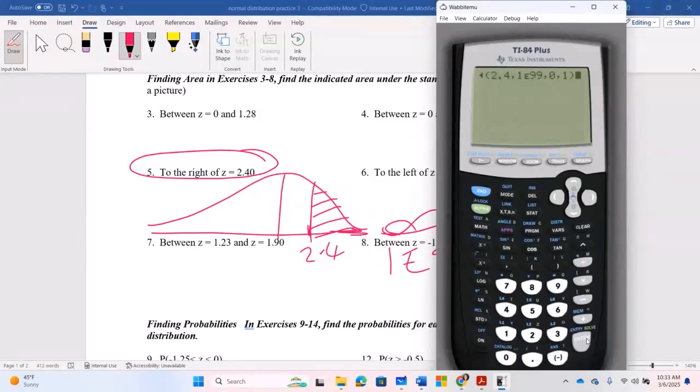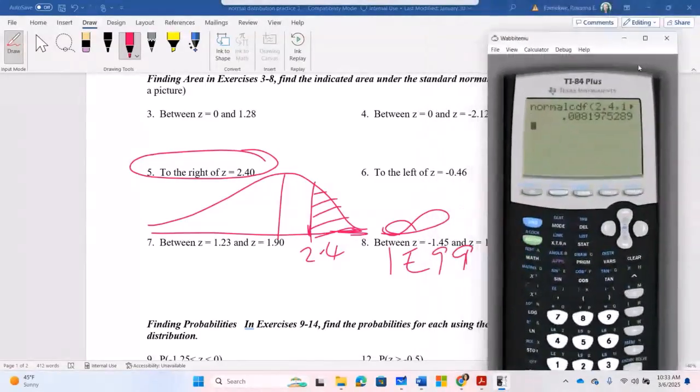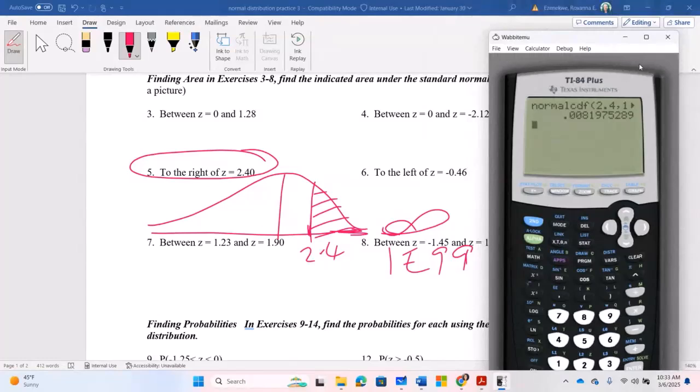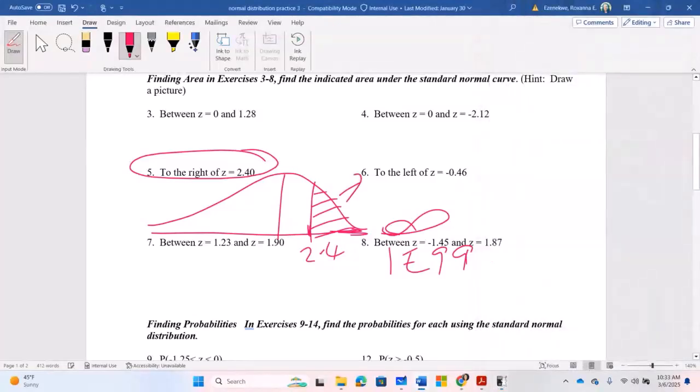If you hit enter, it's asking you, is this correct? Is that what you want? Yes. And so the area to the right is 0.00. Let's see, did they give us the number of decimal places? No, they did not. So I'm just going to put it to 3 decimal places. Therefore, the area to the right is approximately 0.008.